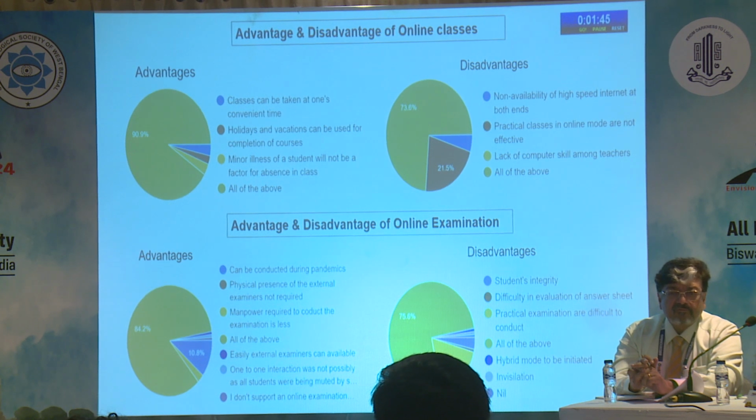Coming to the online examinations, they can be conducted during pandemics. Physical presence of external examiners is not required. Manpower required to conduct the examination is less. These are the advantages, whereas students' integrity, difficulty in evaluation of answer sheets, and difficulty in conducting practical examinations are the disadvantages.